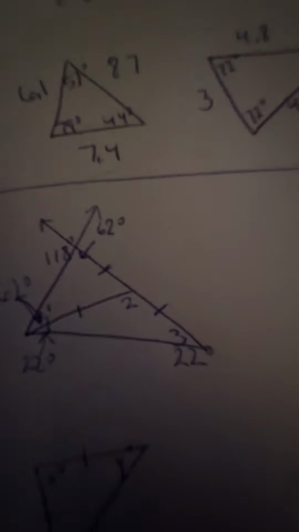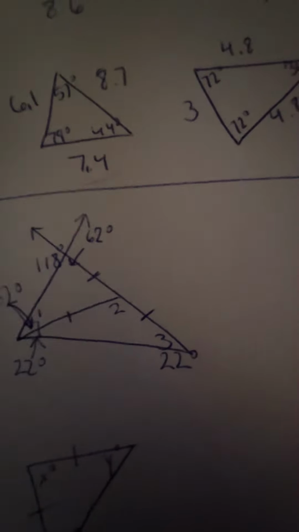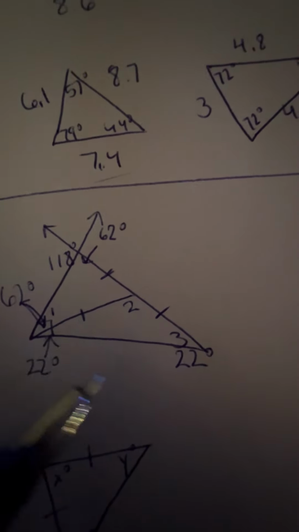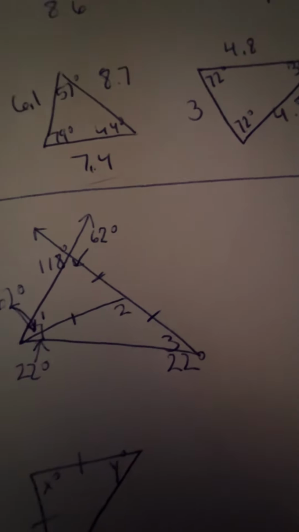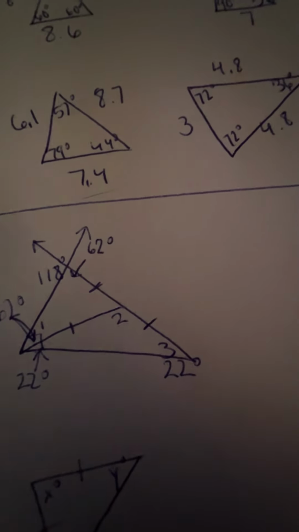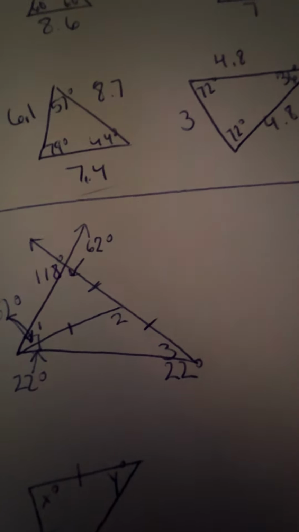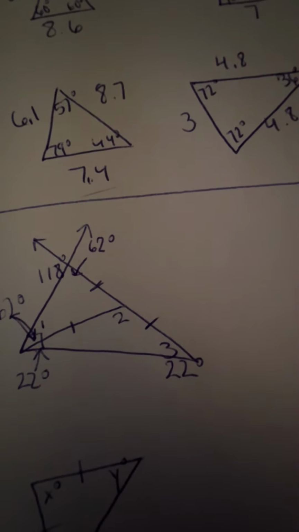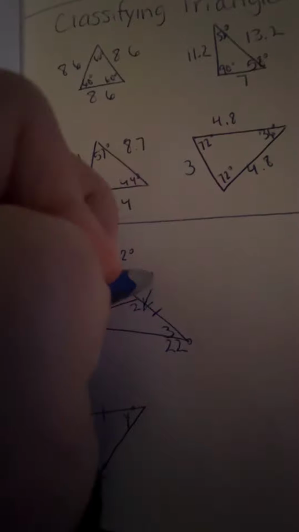And then for the final measurement, to figure out what 2 is, I could take these two numbers, 22 and 22, add them together, and then subtract it from 180 because a triangle has 180 degrees inside of it. And so when I add them together and then subtract from 180, I get 136 degrees for this particular angle, which is angle 2.